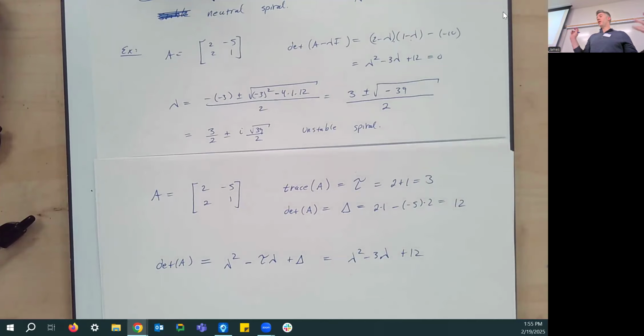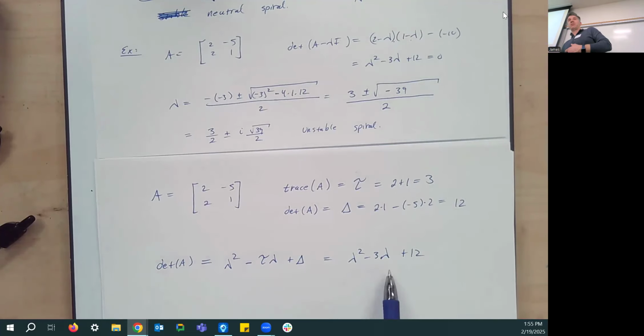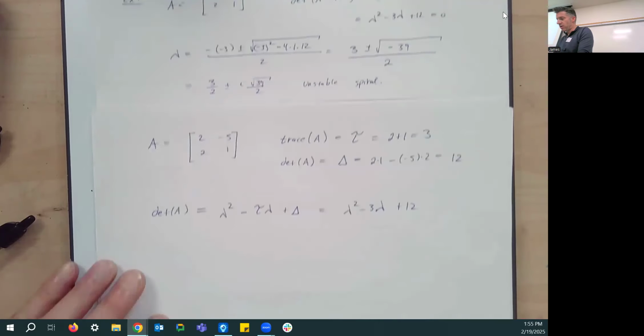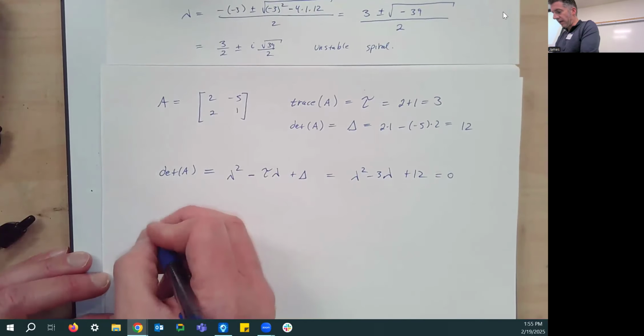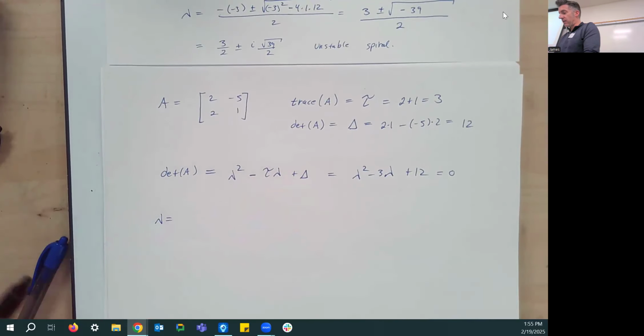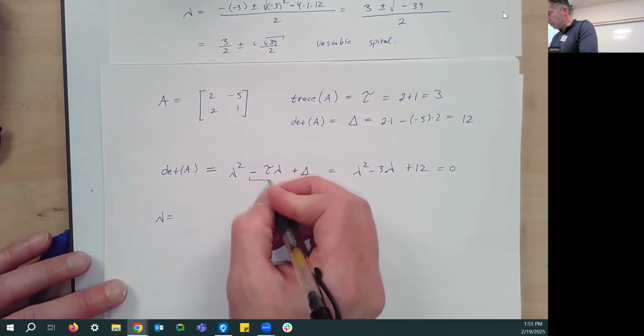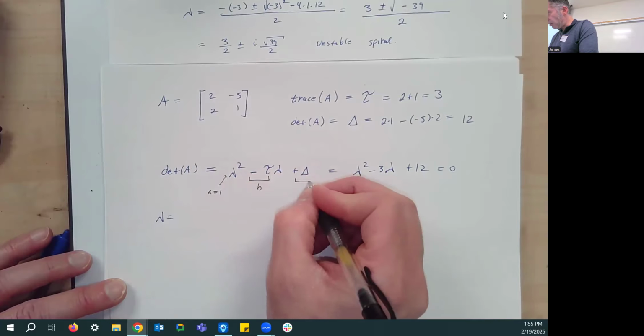So instead of doing the work of writing out lambda minus something times lambda minus something minus the other two things multiplied together, you can just say, cool, the trace is 3, the determinant's 12, so you're going to get lambda squared minus 3 lambda plus 12, and skip to that. Then we set this equal to 0. Here's the general formula. The eigenvalues are going to equal -b, where our b value is the negative trace. There's our b. Our a value is 1, and there's our c.